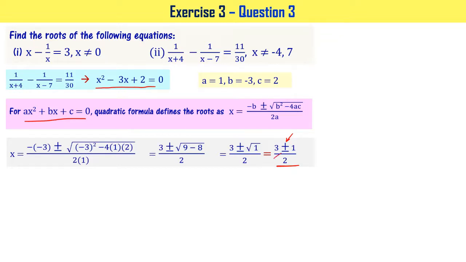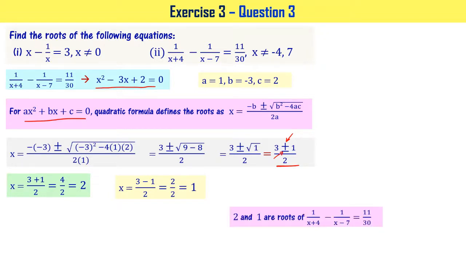I can take this negative sign, then it is going to be the other root, right? The first root with plus sign can be written as x equal to 3 plus 1 by 2, that is 4 by 2 equal to 2. The second root is going to be 3 minus 1 by 2, that is 2 by 2, that is equal to 1. So to answer the question, 2 and 1 are the roots of the given equation.